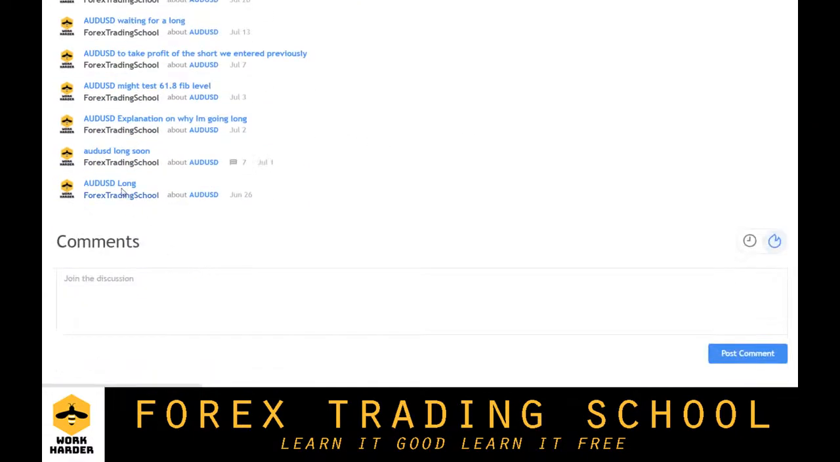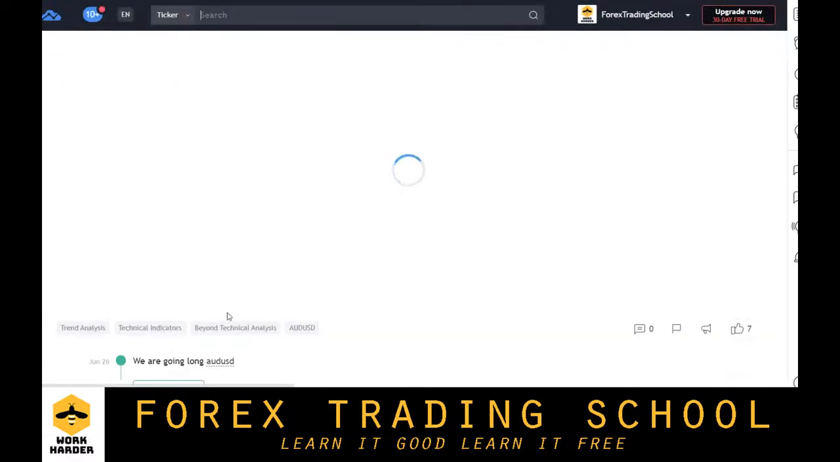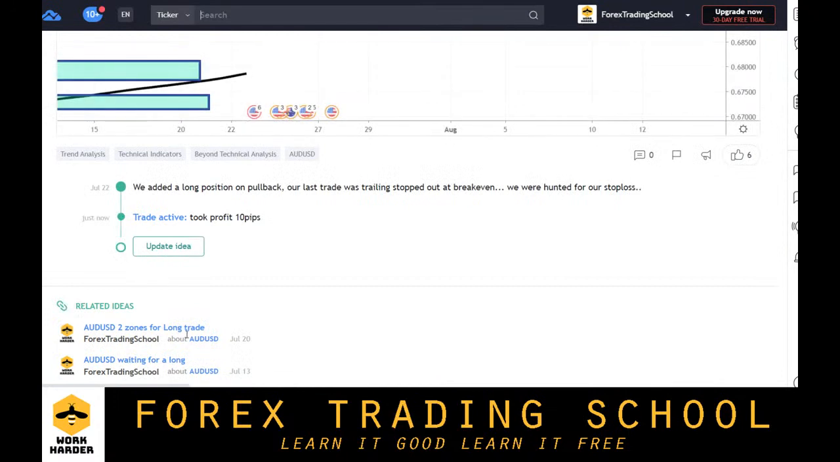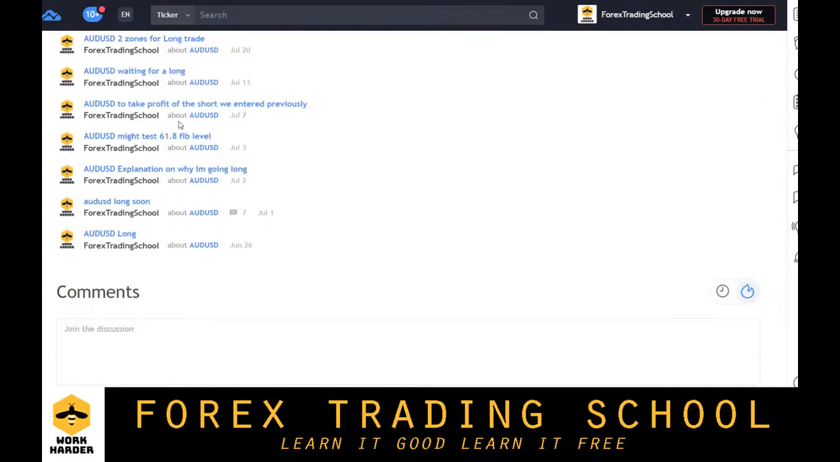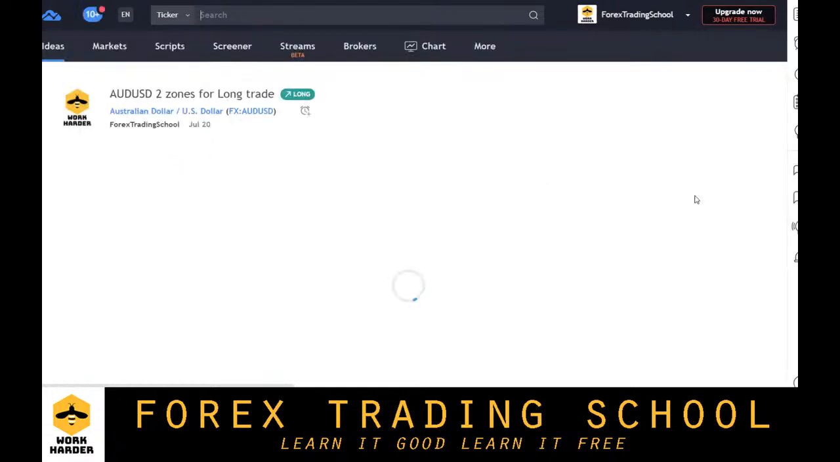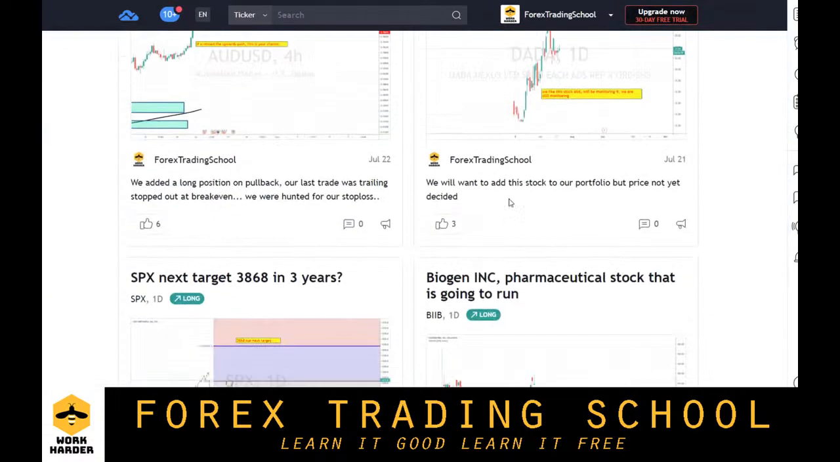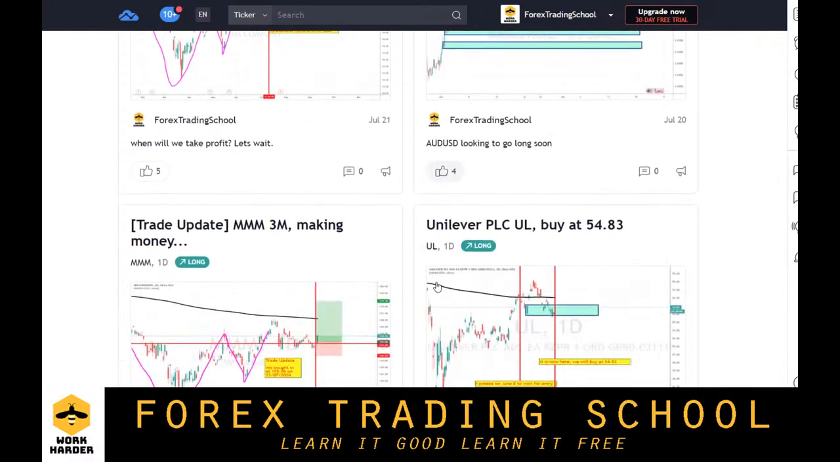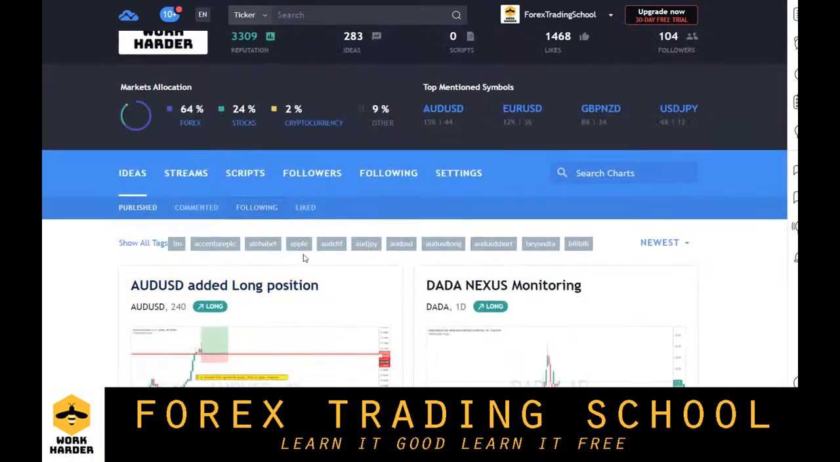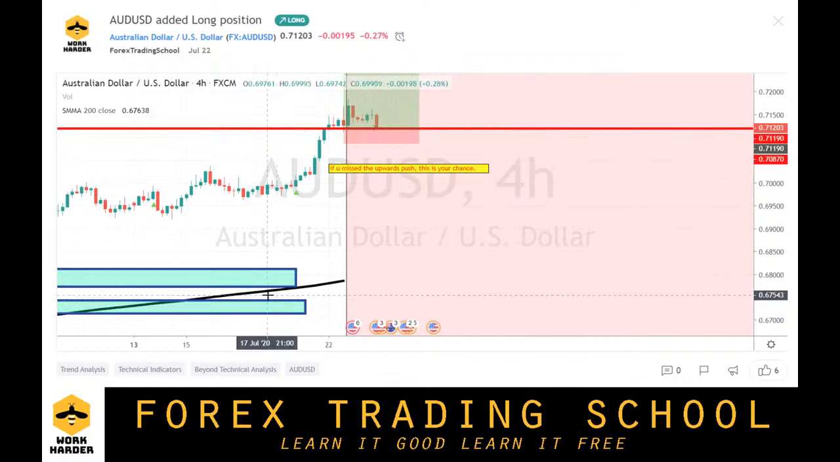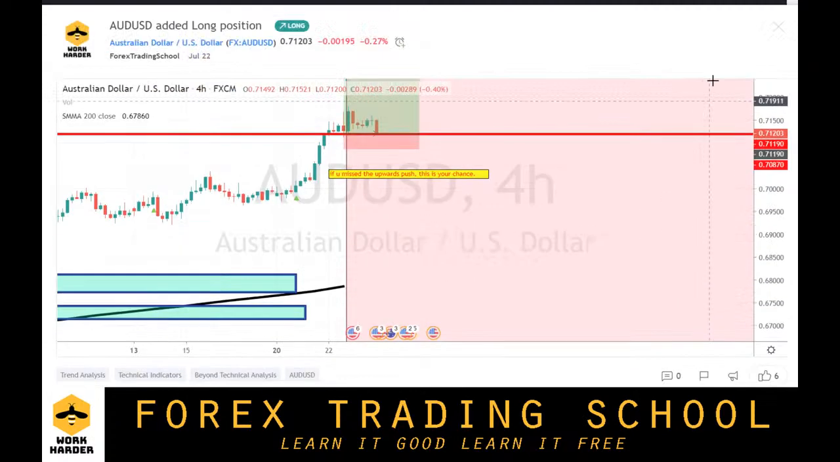Previous trade 6 June, top out. Trade July, latest 20 July. Profile. Okay, the other long position wasn't published, so this is the first long position that we took. It was yesterday, July 22nd.